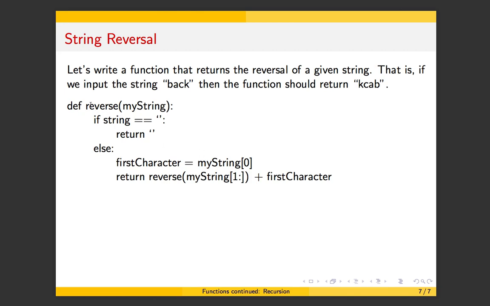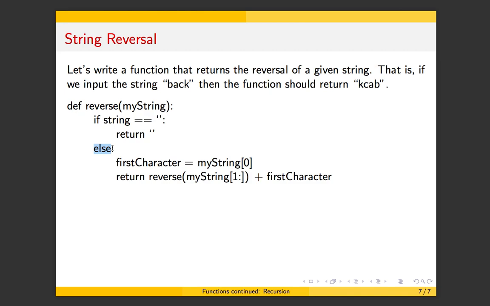So I'm going to build a function called reverse, and I'm going to input a string. Sorry, this should say my string right here. So anyway, if the input string, my string, is the empty string, so there's nothing to it, no characters, you should of course return the empty string, because the reversal of nothing is still nothing. So if there are no characters, then you just return the string with no characters in it.